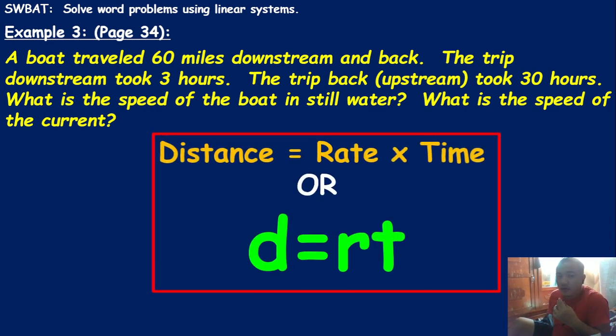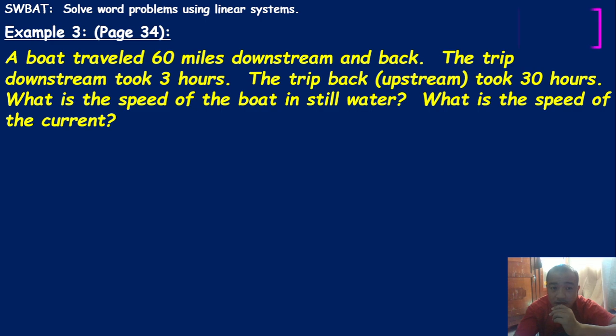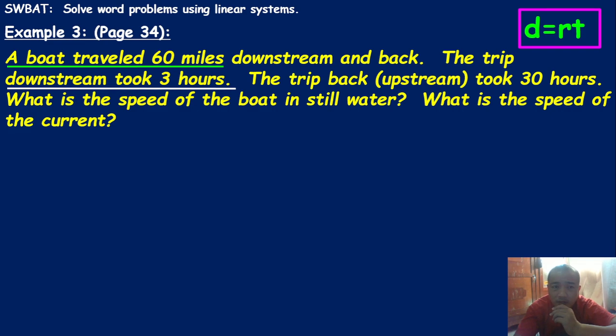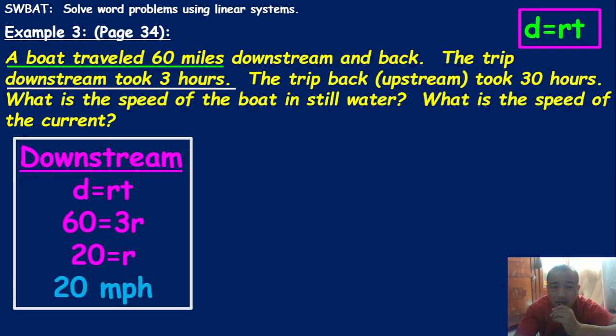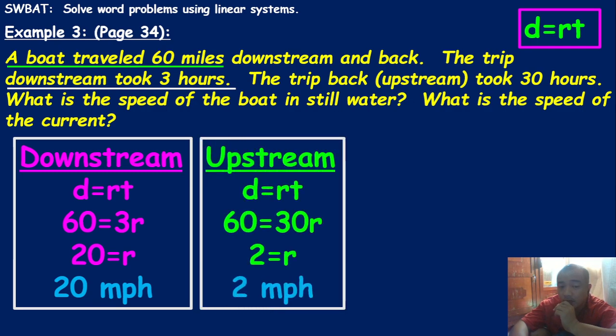Okay, let's recall the formula: distance is rate times time. Speed of the boat times time is equal to the distance. D equals RT. So it says here, the boat traveled 60 miles downstream and took 3 hours. 60 miles equals 3R. That means R is 20 miles per hour. That's the rate of the boat downstream. For upstream, D equals RT, 60 equals 30R.